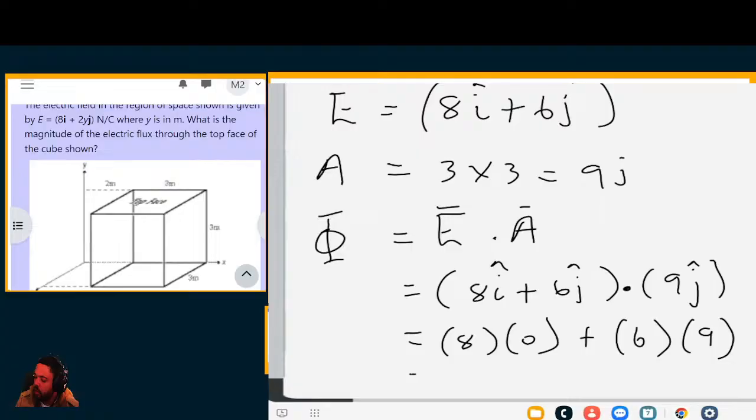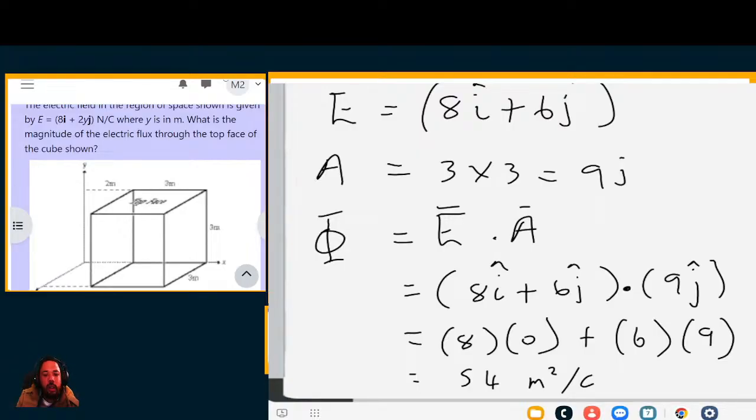That will be 0, and that will be 6 times 9, which is 6 times 10 is 60, minus 6 is 54. So the answer would be 54 meters squared per coulomb. Okay, so that is the electric flux, excuse me.